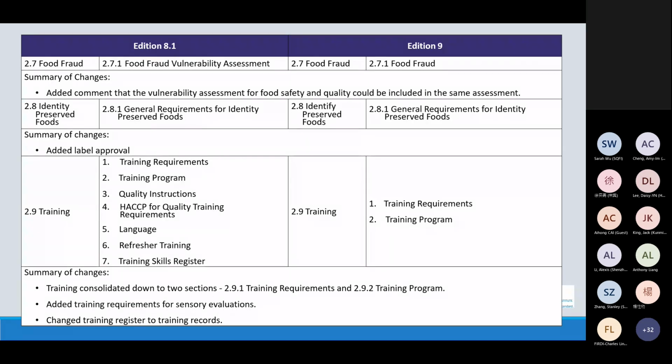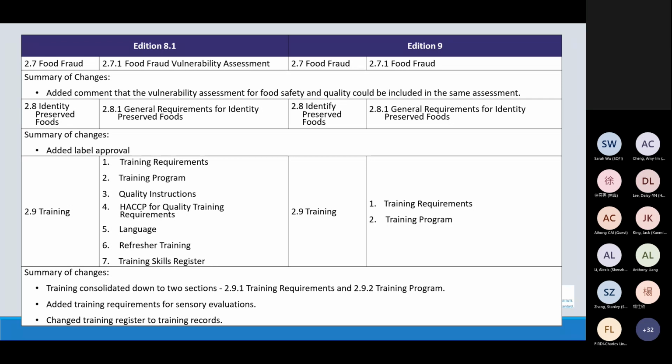And lastly, 2.7, which is food fraud, we've added comments that the food fraud vulnerability assessment, food safety and quality, could be included in the same assessment and should be included in the same assessment. Any of the GFSI standards have requirements for food fraud vulnerability assessment. We have kept them separate in the food safety code and the food quality code because food fraud is not always injury related or harm related. But the vulnerability assessment should all be the one vulnerability assessment for the business.